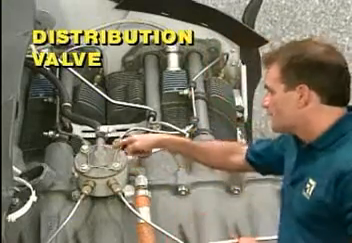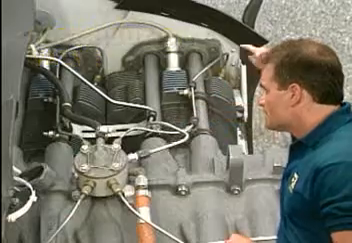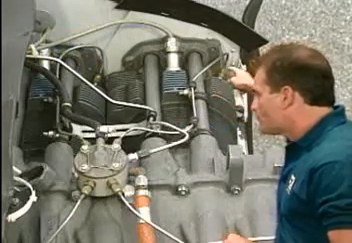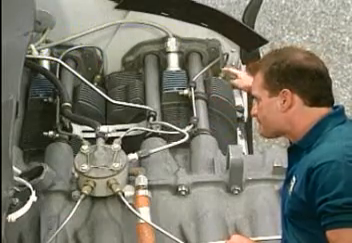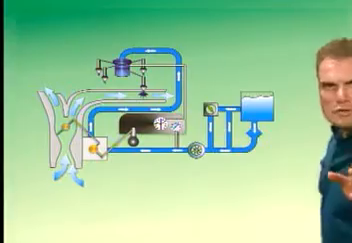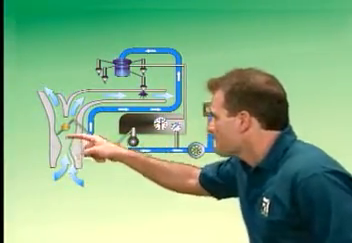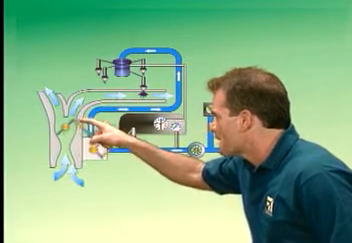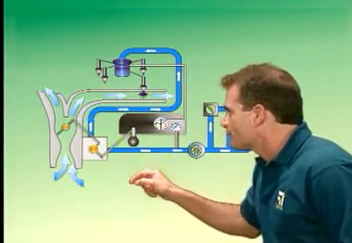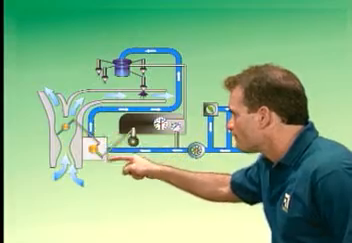Fuel is distributed separately to the air-fuel control unit and then through a distribution valve, here's your valve, to each cylinder. The air and fuel are actually mixed at the cylinder. When you move the throttle to change the power, you are controlling the amount of air in the intake manifold here and the fuel to the distribution valve here.